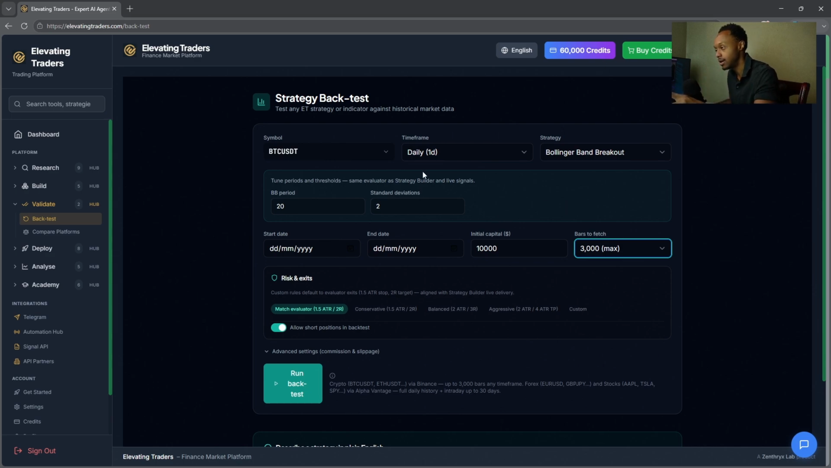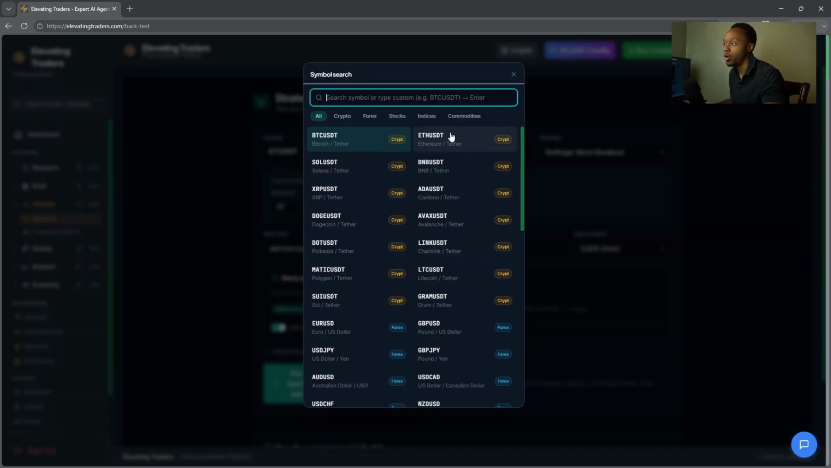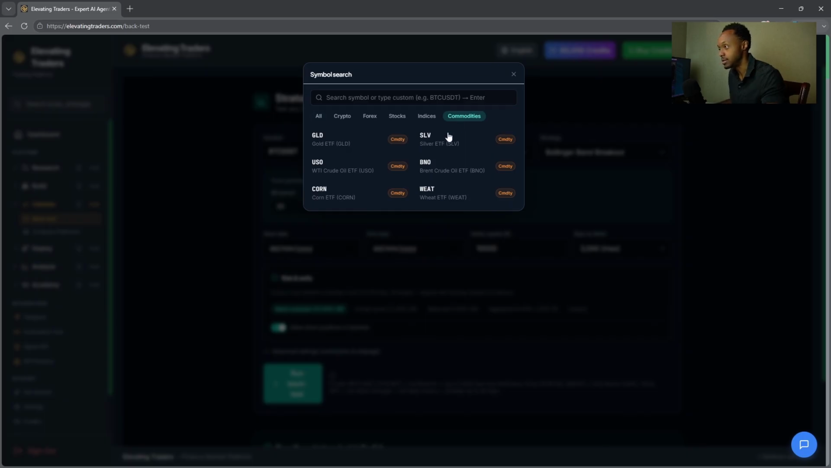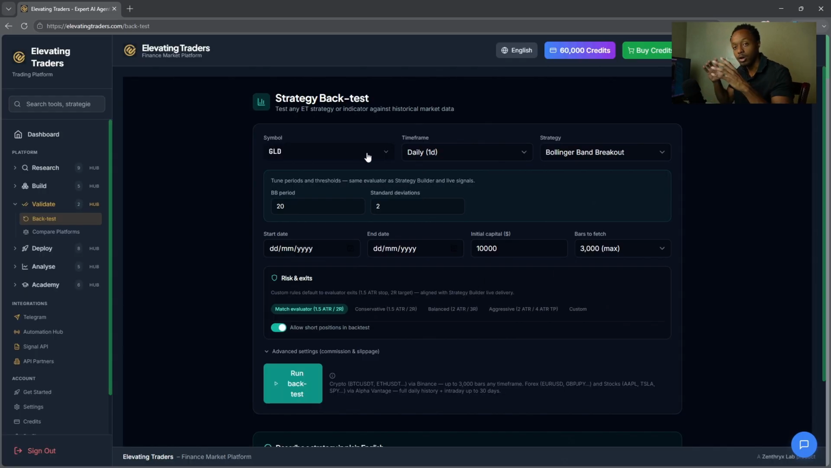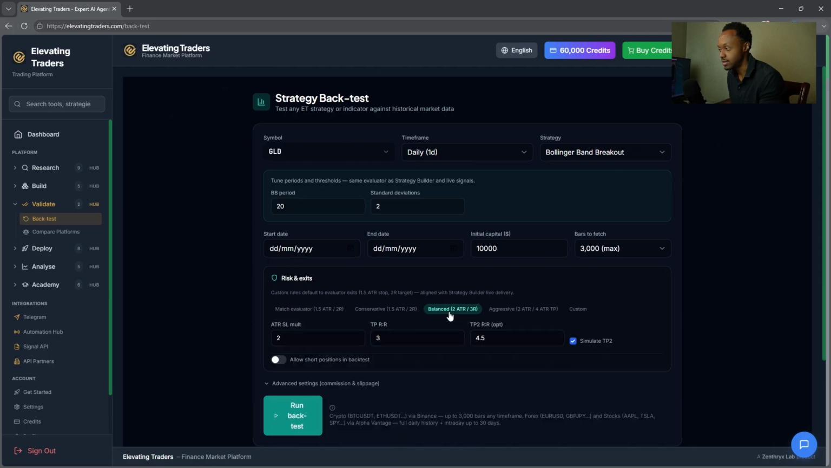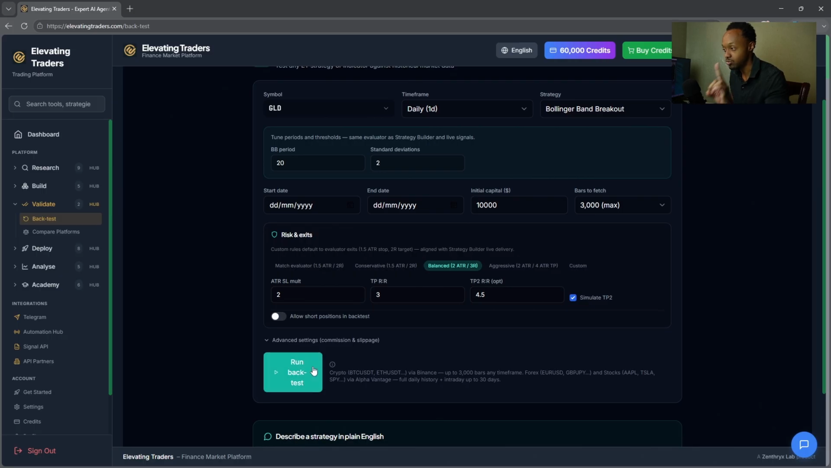Now let's say that you're focusing on commodities like gold, for example. So you're looking for a Bollinger Band breakout in favor of the overall trend. That means you're predominantly looking for long, so we'll cross this off so we don't take any shorts, and we're just focusing on longs for now. In terms of risk and exit, we'll go balanced 2 and 3. So our ATR is 2, and the multiple is going to be 3 for our target. So pretty balanced, not too aggressive, not too conservative. And let's run the backtest.